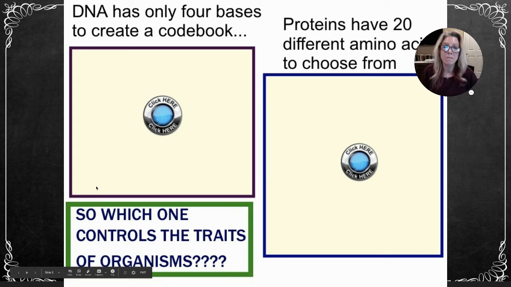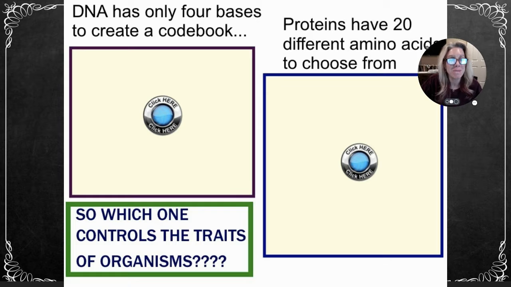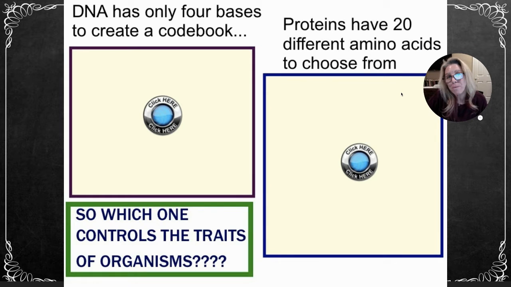So DNA only has 4 bases. Can you remember what those 4 bases are? Did you say adenine, thymine, guanine, and cytosine? Whereas we have 20 different amino acids. And do you know why we have 20 different amino acids? What's different about them? Did you tell me the R groups?